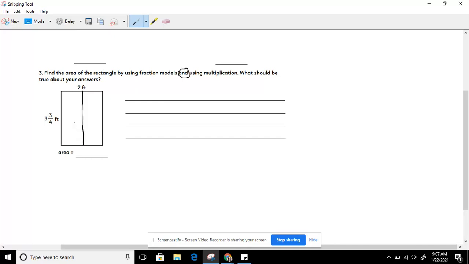And that's representing our 2 feet. So this would be 1 foot. This would be 2 feet total. Okay, so we've got 1 foot and 1 foot. I'm going to erase those so we don't get confused though.